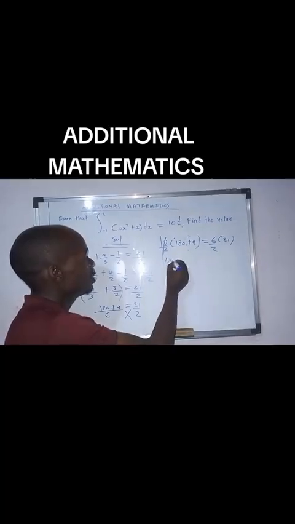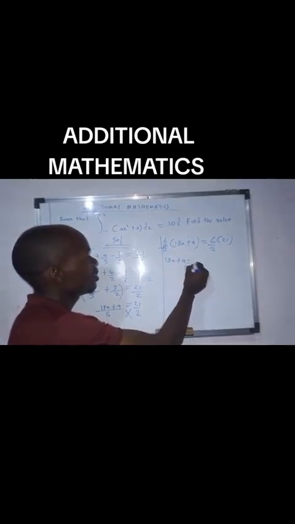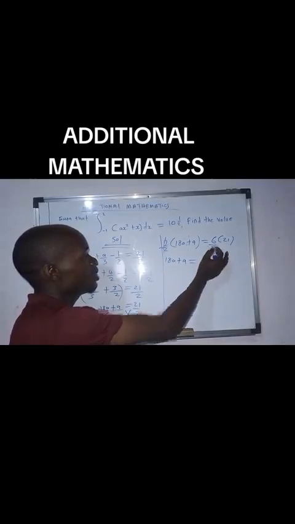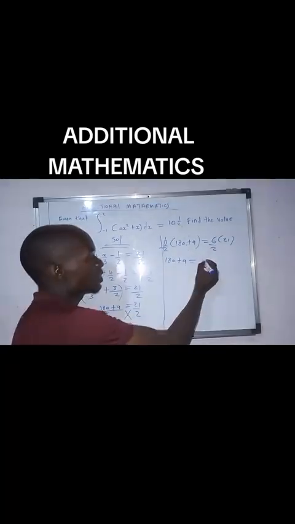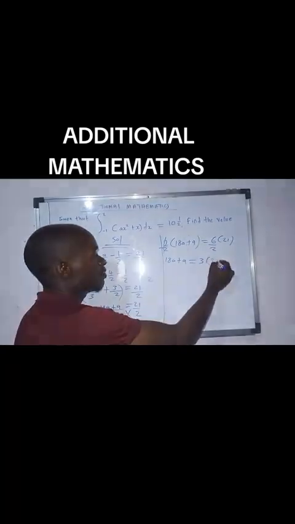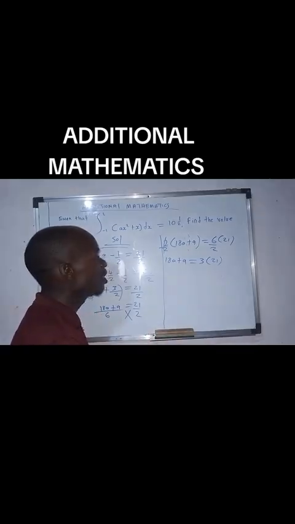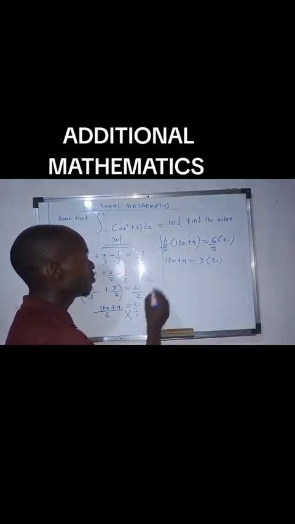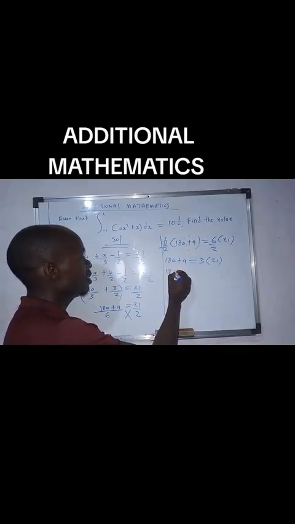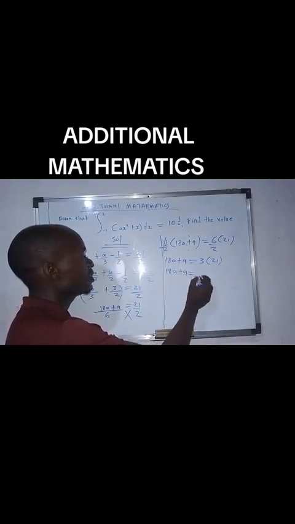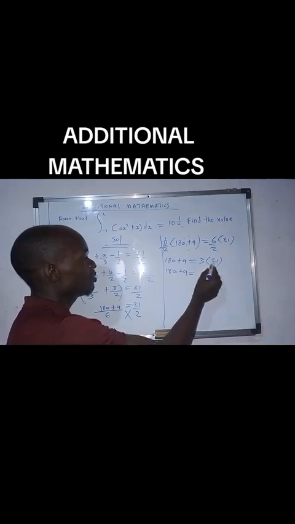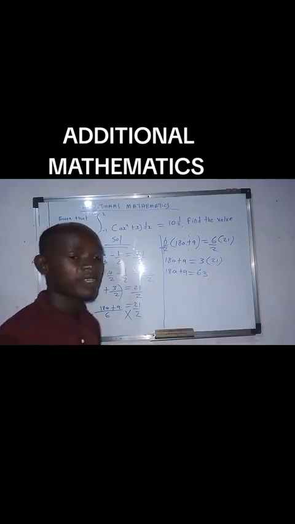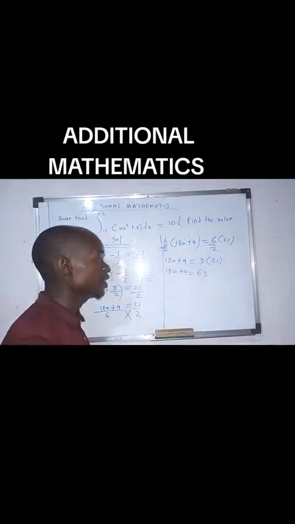I'm going to have 18a plus 9 equals, then I say this 2 into 6. So 2 into 6 is 3. Then I have 21. Now from here, 18a plus 9 will stay the way it is. Then this 3 times 1 is 3. 3 times 2 is 6. It's the same as 3 times 21, which is 63.